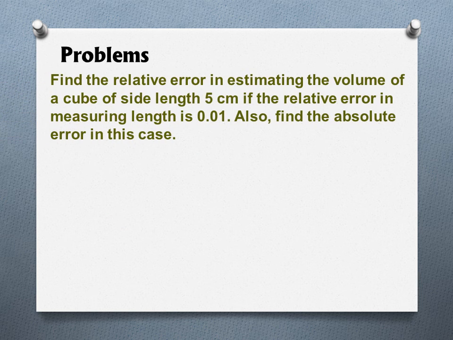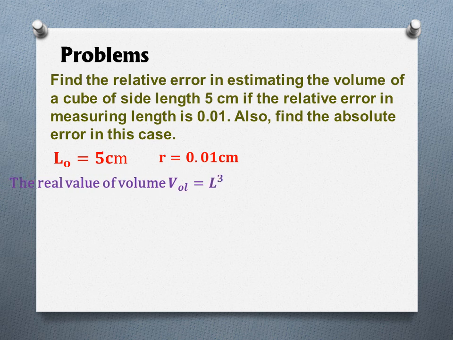Another problem: find the relative error in estimating the volume of a cube of side length equal to 5 centimeters if the relative error in measuring length equals 0.01. Also find the absolute error in this case. The real value of length equals 5 centimeters and the relative error in length equals 0.01 as given.